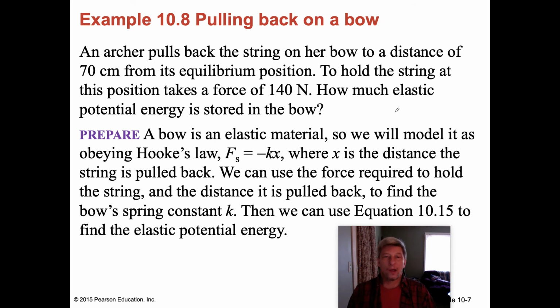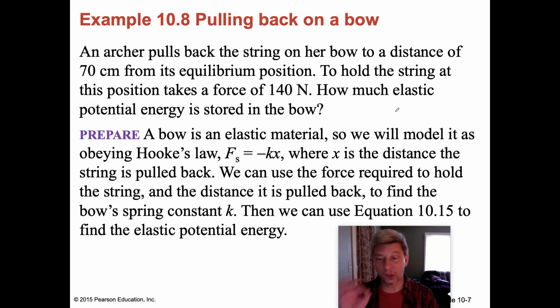Well, the first thing you're going to have to do here is figure out what the spring constant of the bowstring is. So a bow is an elastic material, so we'll model it as obeying Hooke's law. So F sub s is going to equal negative kx, where x is the distance the string is pulled back or stretched. We can use the force required to hold the string and the distance it's pulled back to find this bow's spring constant, k. We can then plug that k value into the formula for elastic potential energy.